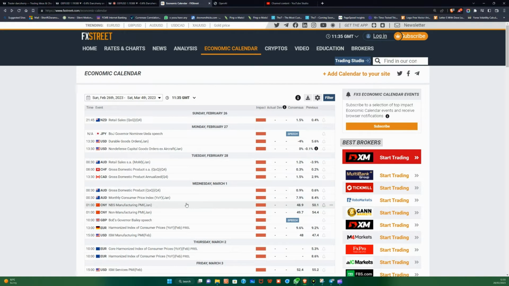Now, on Monday, we have the durable goods order and the non-defense capital goods order here. And look at the data we have here for the durable goods order. We have a projection by the consensus of minus 4%, which is a dip from the previous data of 5.6%, which is not something positive for the dollar. Though we have something positive here for the non-defense capital goods order, as we have a 0% projection as against the minus 0.1% here.